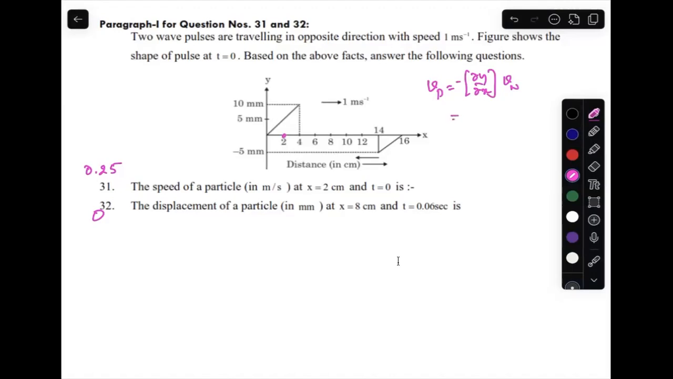What is the slope? 10 mm by 4 centimeters, into the velocity of the wave, 1. So it is 0.25 meter per second.